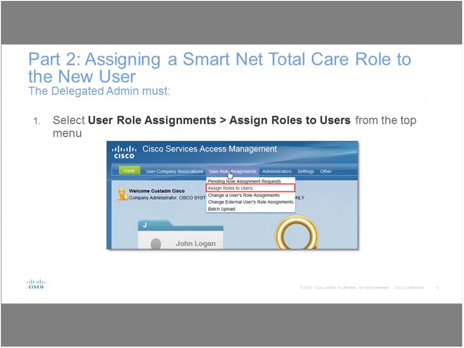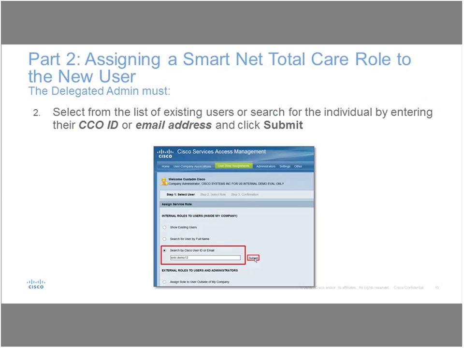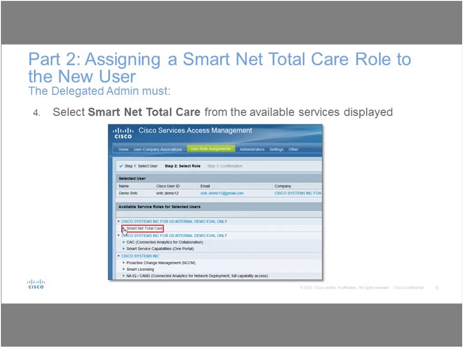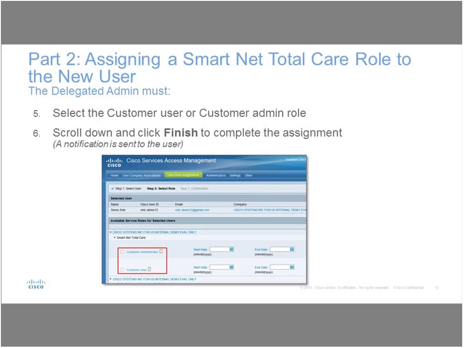All you need to do next is to go ahead and assign the SmartNet Total Care role to a new user. So again, you come over to the third tab. You come down to the second placement in that tab, and you go ahead and select the CCO IDs or emails, hit Submit, and then identify the role. Oh, I'm sorry, you can identify all the different users. Click Next. You identify which service, and then you come and identify the role.